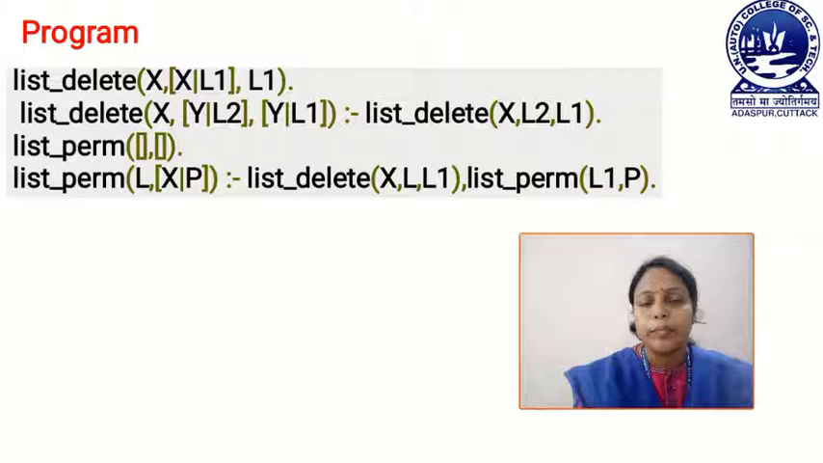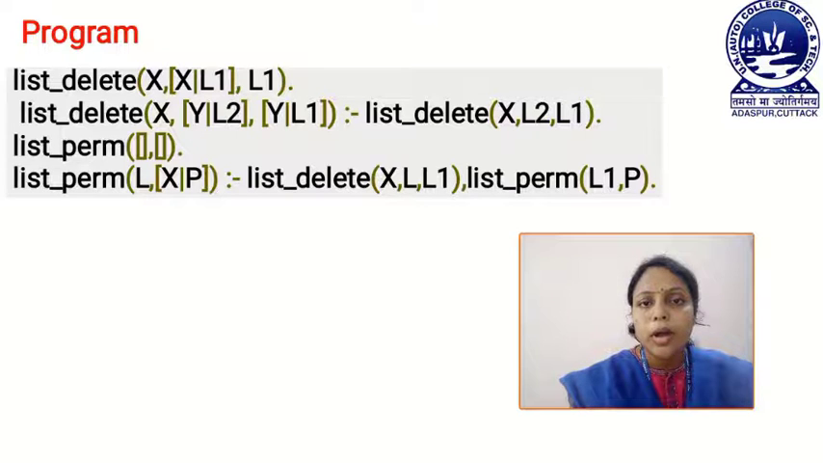Now look into the program. In this program, we first take the delete predicate. Then we use our list permutation predicate. In our list permutation, the first clause says the first list is empty. That means the second list must be empty, because there is no element to be permuted. Now look into the second clause of our permutation predicate, that is list perm L, then X|P. Here L is the first list and in the second list X is the head and P is the tail.